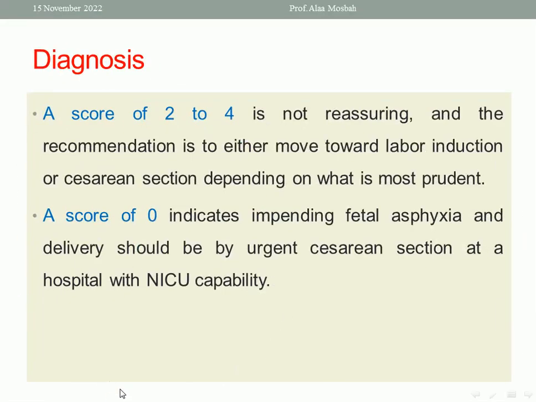What if the score is 2 or 4? This is not reassuring, and the recommendation is to either move toward labor induction or cesarean section depending on what is the most prudent. Okay? What if the score is 0, indicating impending fetal asphyxia, and delivery should be urgent cesarean section at a hospital with neonatal ICU capability.